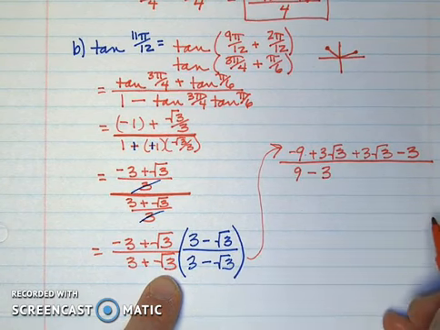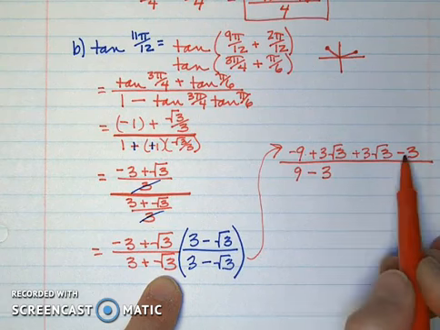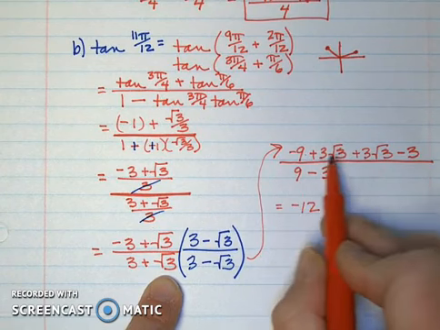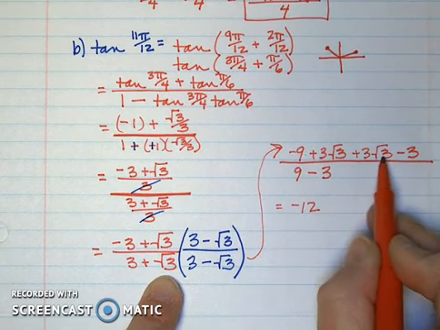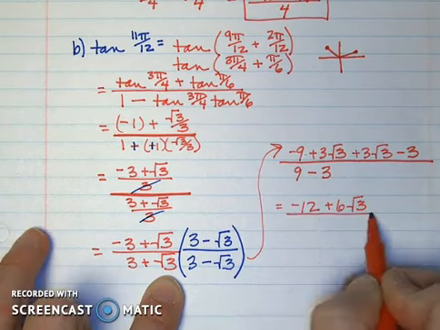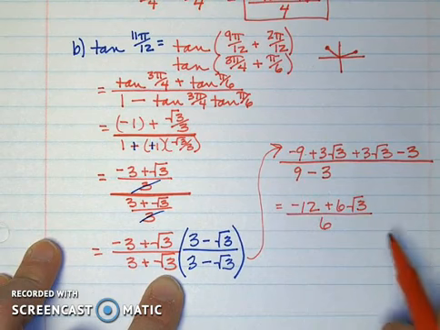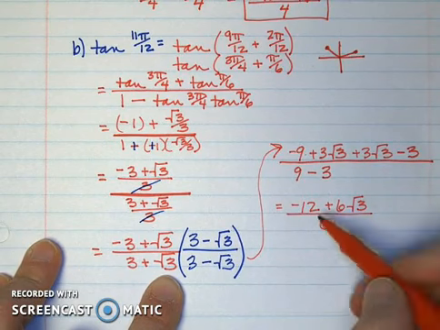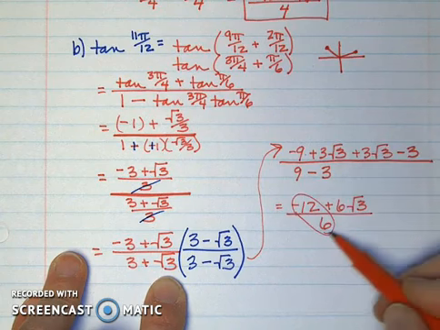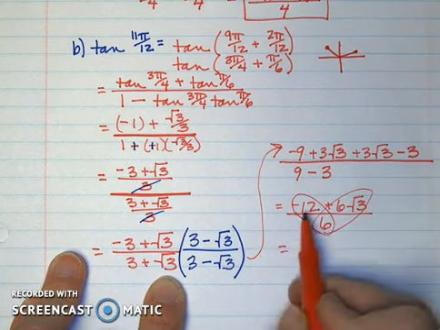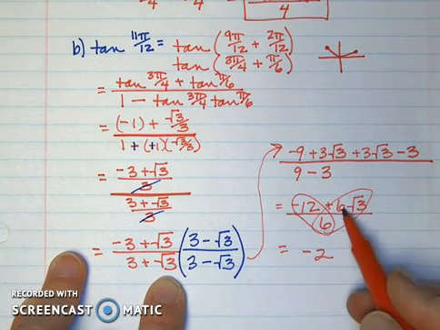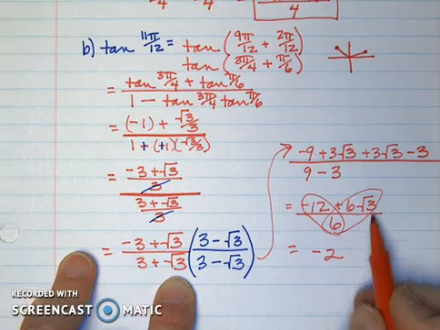Now let's clean this up. Negative 9 minus 3 is negative 12. A 3 on the square root of 3 plus 3 on the square root of 3 is 6 square roots of 3, all over 6. So I can now factor out a 6, for that matter, if I make two fractions here. So I would have negative 12 over 6, which is a negative 2. And 6 over 6, which cancels, so I'm left with just the square root of 3.